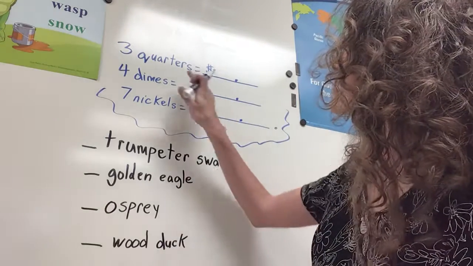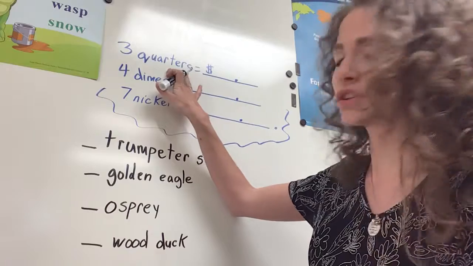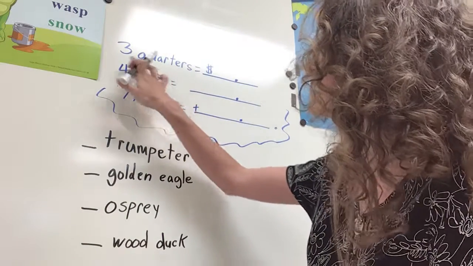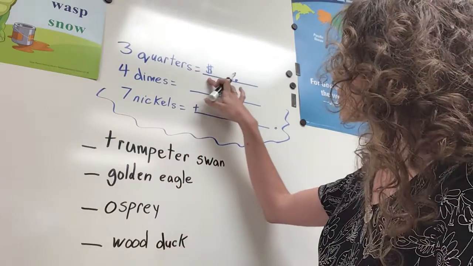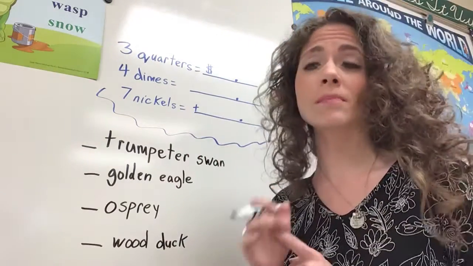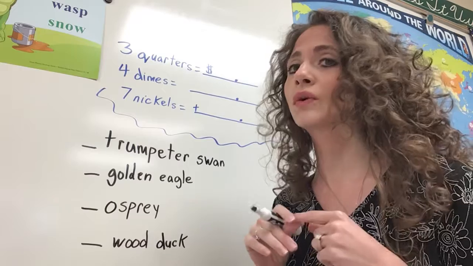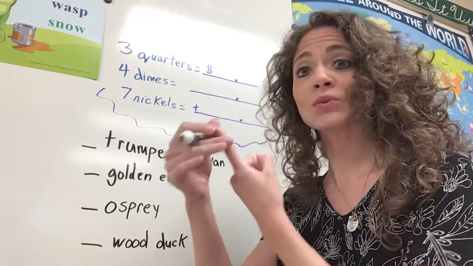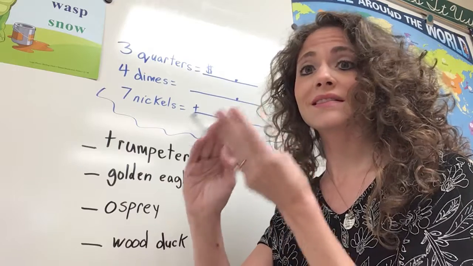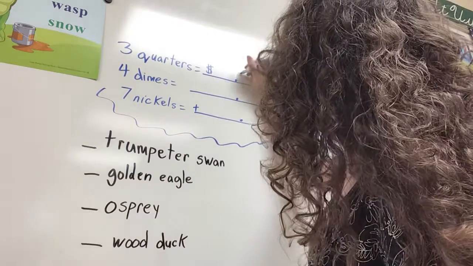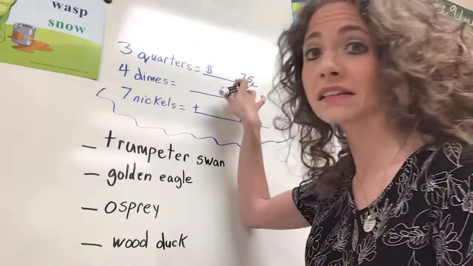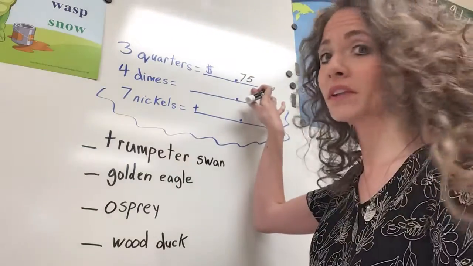So let's start right here with this first one in section number 4. This is your first problem. So, 3 quarters equals how much? Well, you have to remind yourself what each coin is worth. We know a quarter is worth 25 cents. It'd be 25, 50, 75. I'm going to write it on the right-hand side of my decimal. My decimal has to come before my coins, okay?